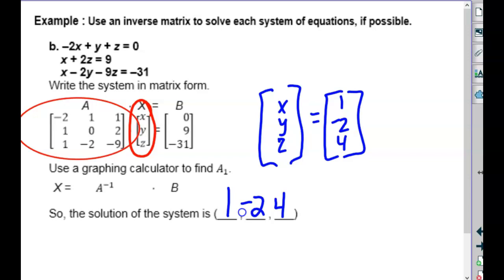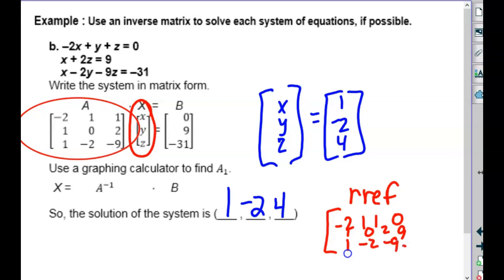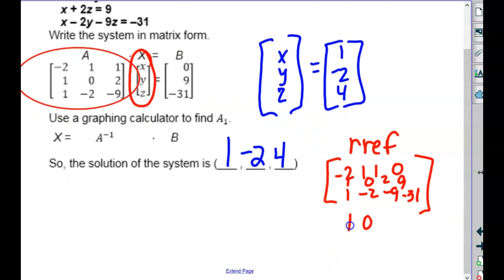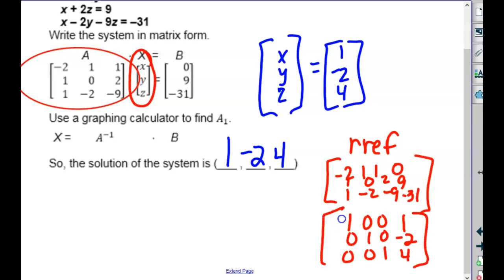Now, am I going to know whether you did it that way or you did RREF? What's the difference? What would you have had to enter in if you wanted to do RREF? What matrix would you have put in? You put it all in one: -2, 1, 1, 0, 1, 0, 2, 9, 1, -2, -9, -31. And then you do RREF, and it would have come out 1, 0, 0, 1, 0, 1, 0, -2, and 0, 0, 1, 4. Do you remember that, guys, from yesterday?